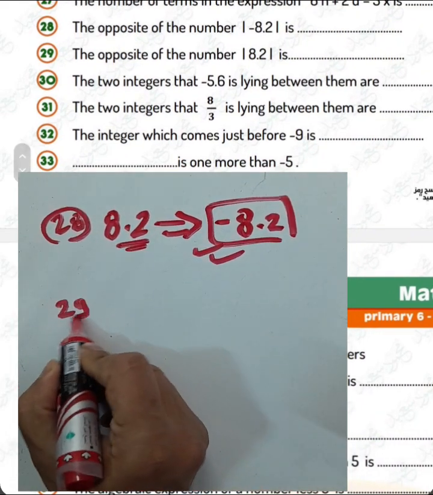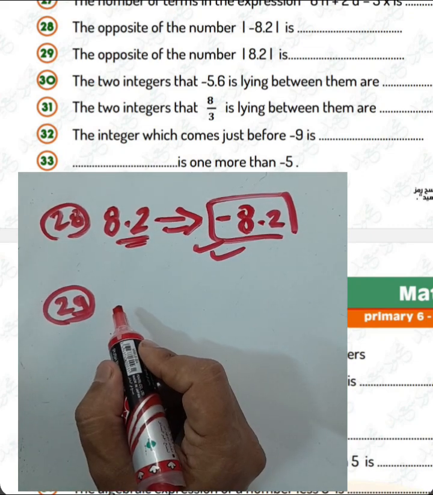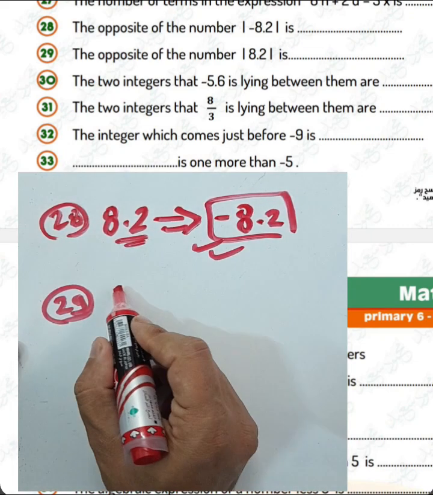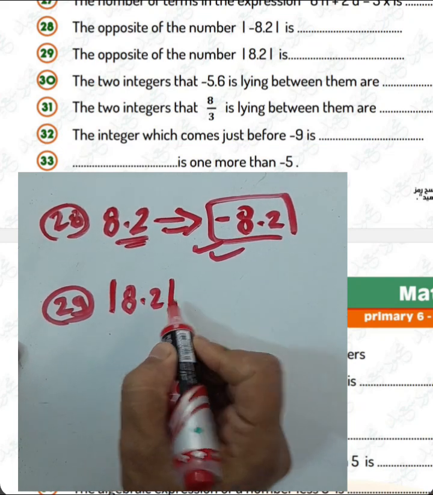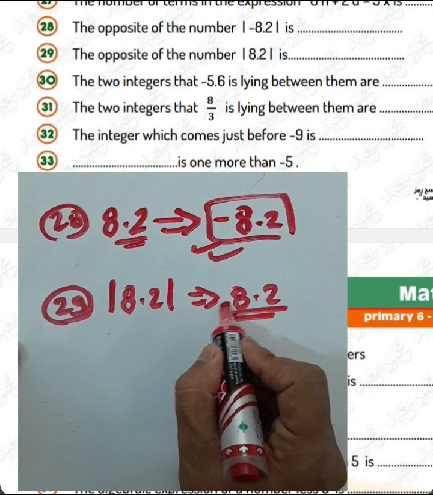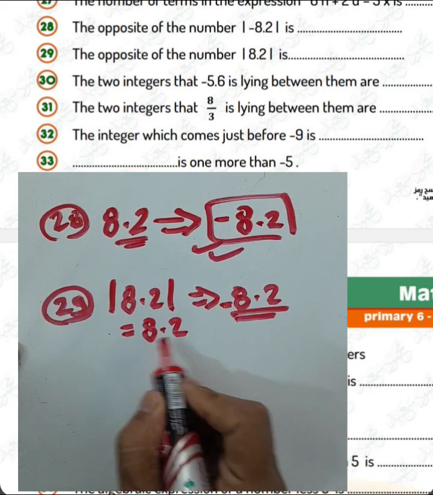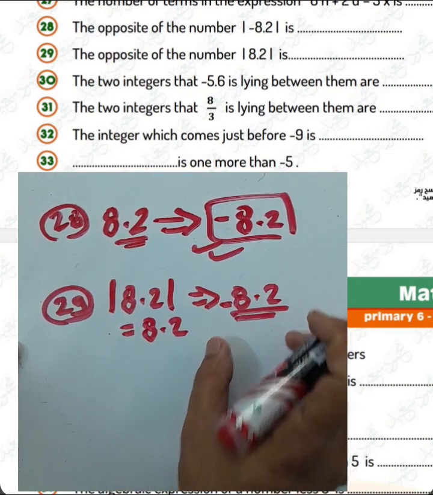Question 29. The opposite of the number, absolute value of 8.2, it will be again 8.2. Here is the result, and we must put the point, because the result here equals 8.2, and the opposite of the result equals negative 8.2.